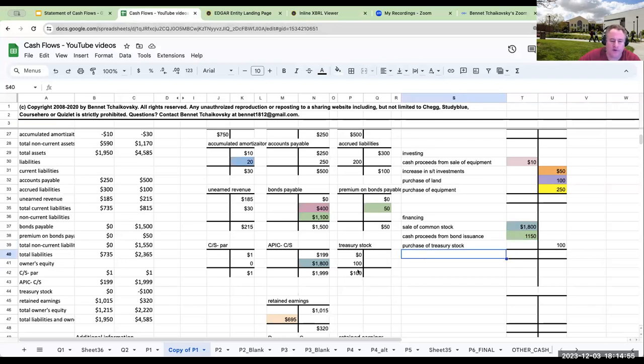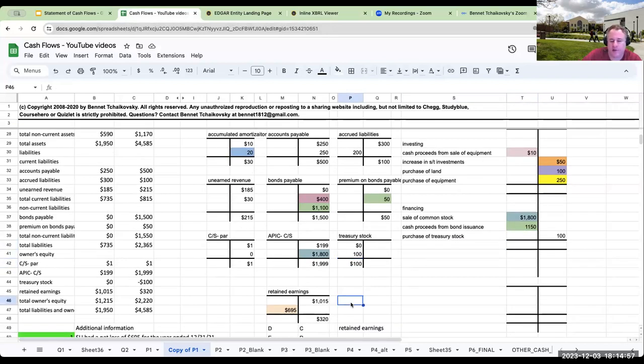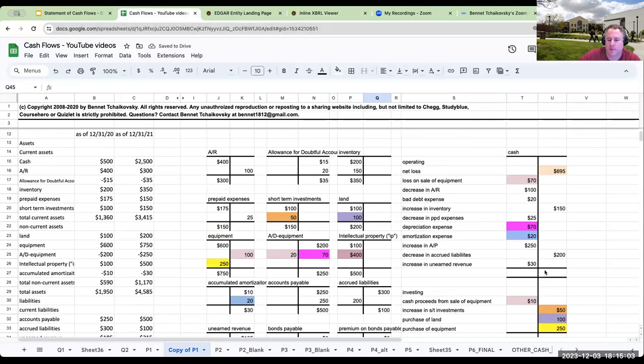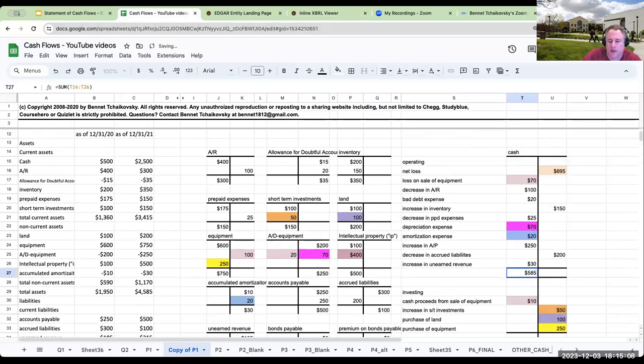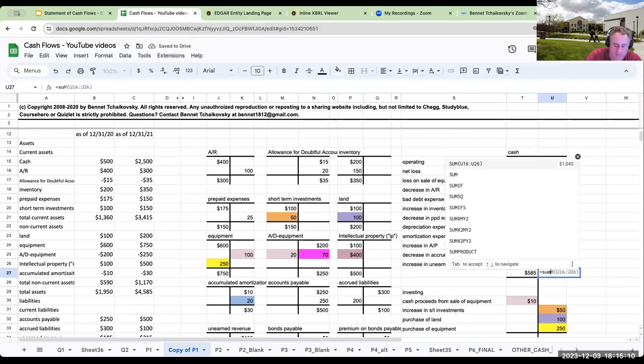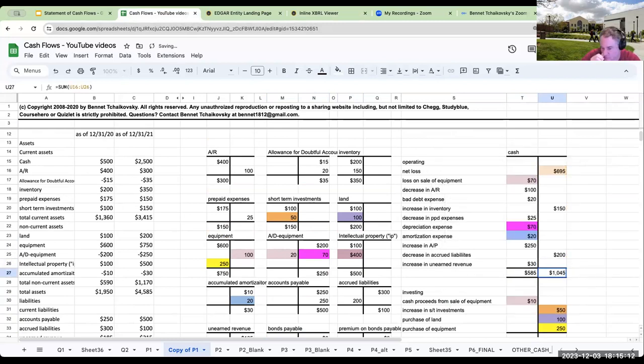So have this over here. Let's make sure our retained earnings is balanced. 1,015 minus 695 gives me 320. So coming over here to my cash balance, I've got debits of 585. I have credits of 1,045. I subtract the smaller from the larger balance, leave the remainder on the larger side.